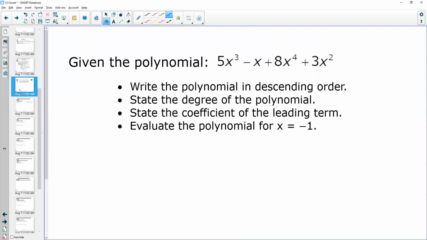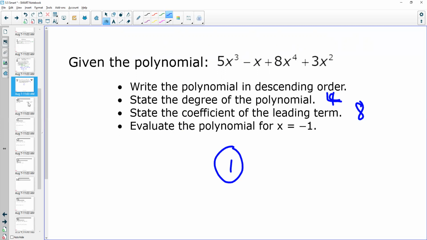Okay, you write out the polynomial in descending order, state the degree and the coefficient, and then evaluate it for -1. I will tell you that this is a 4th degree polynomial. This leading coefficient should be 8. And when we evaluate it for -1, the answer should just be 1. And if you get stuck, come on into the discussion. You know how to get there.